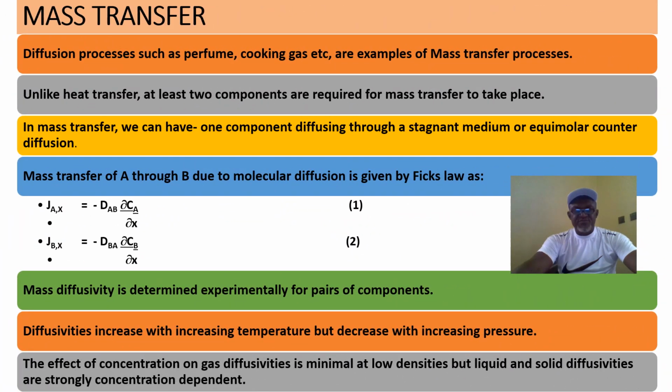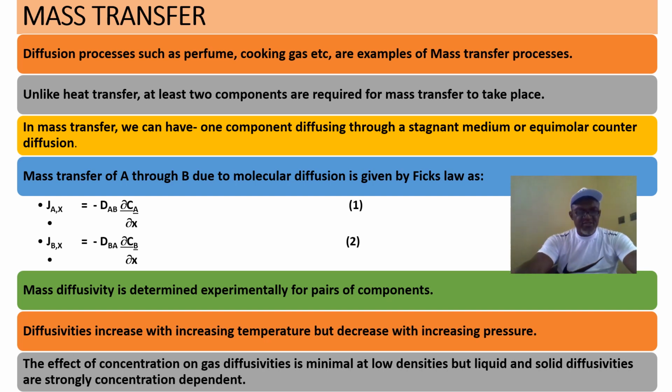Mass transfer. So I've said that, for instance, perfume and cooking gas are examples of mass transfer. Now, unlike heat transfer, at least two components are required for mass transfer to take place. In mass transfer, we can have one component diffusing through a stagnant medium or equimolar counter diffusion. So mass transfer is governed by Fick's law as given by equations 1 and 2.